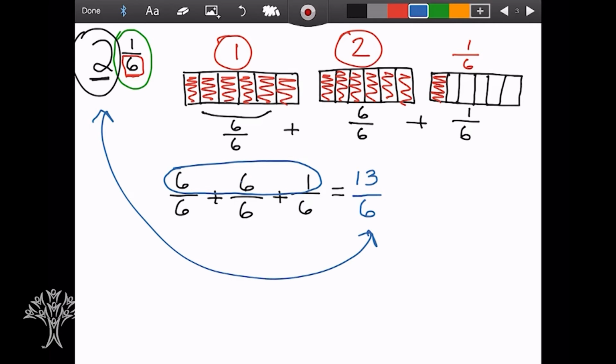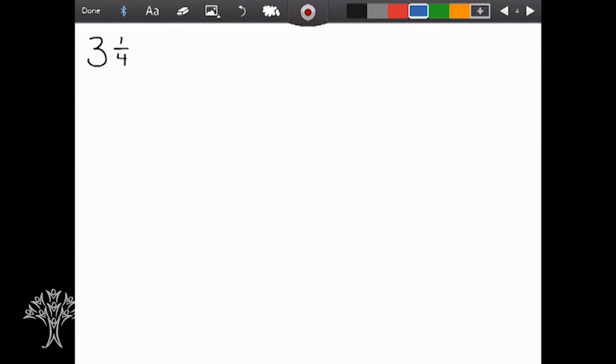All right, quite a few steps, right? Let's try it with 1 more, and then I'm going to show you another method where you don't have to draw a picture model. So let's look at it with 1 more picture model. So this number we have is 3 and 1/4. So let's talk about what we need to draw.